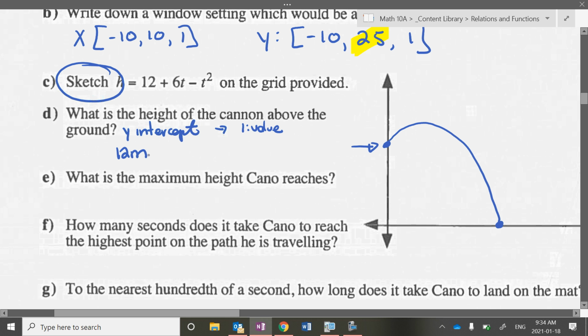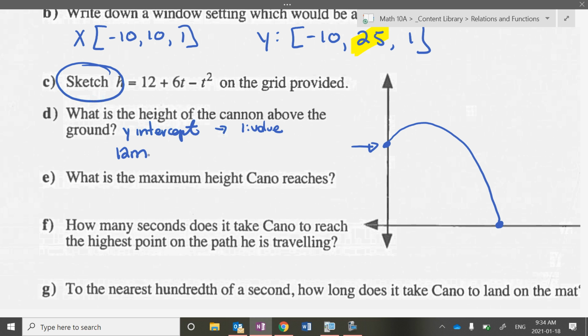The wording of this question, what is the height of the cannon above the ground? 12 meters, right? You have to think back to the context. If you wrote the coordinate 0, 12, yes, that's the point on the graph, but it's not asking that. It's asking how high this is off the ground. Questions like this, the context really matters. It's also telling me, are you able to apply this math? So you actually have to put it back into the context of the situation.